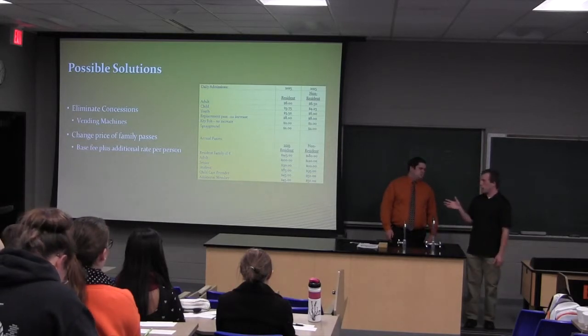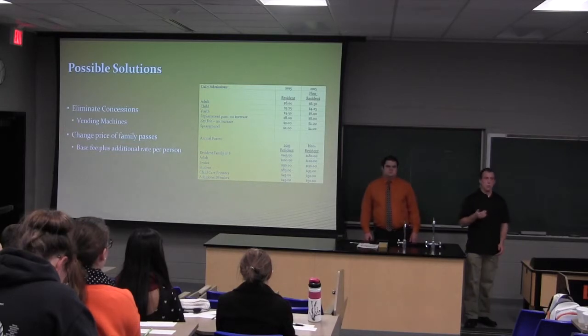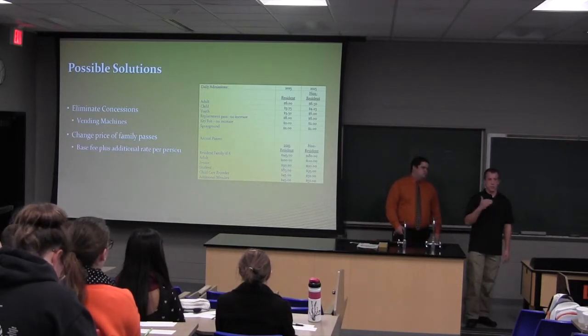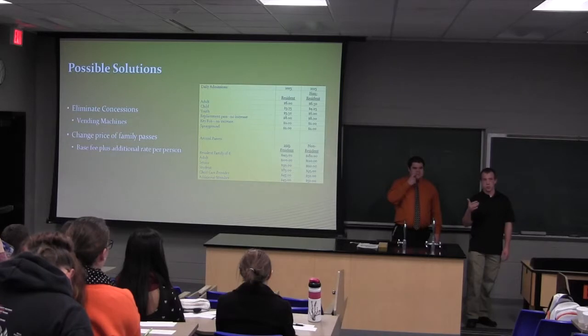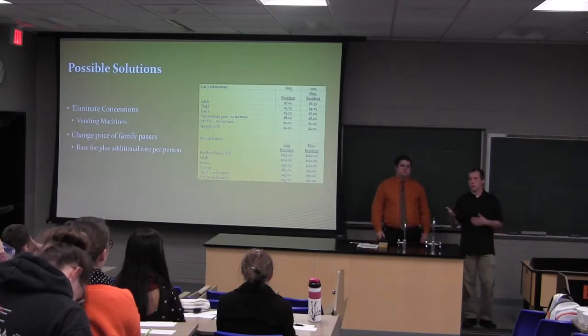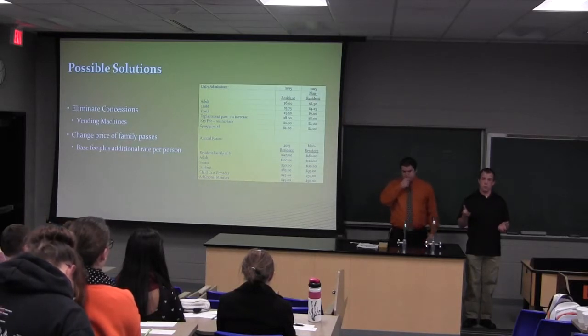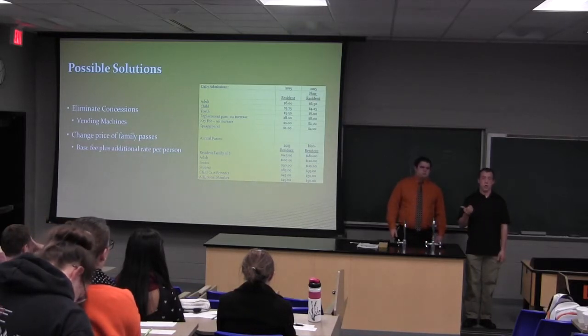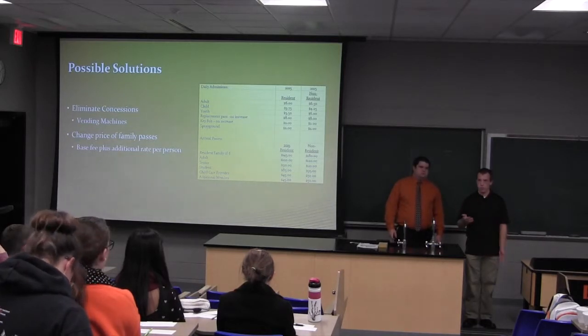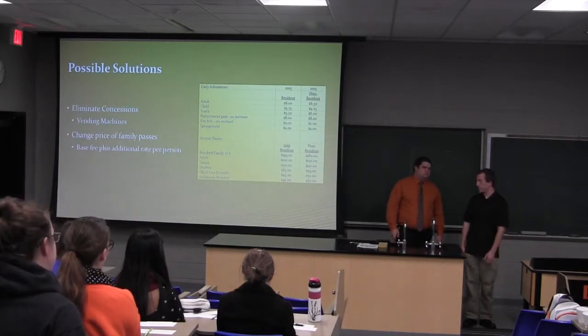And then also, like I said earlier, with the pricing of the family passes, we suggested maybe going with a base fee, and then for each additional person within that family, charging a certain rate per person. That way, they're still getting a good deal with these passes, but it makes it less of a problem with pricing or making money per person that uses the pool, and being able to keep the pool open for people to enjoy.